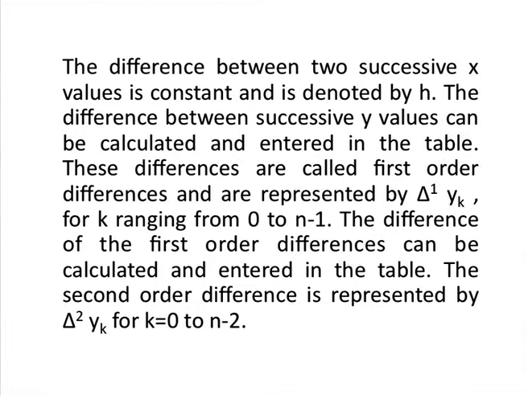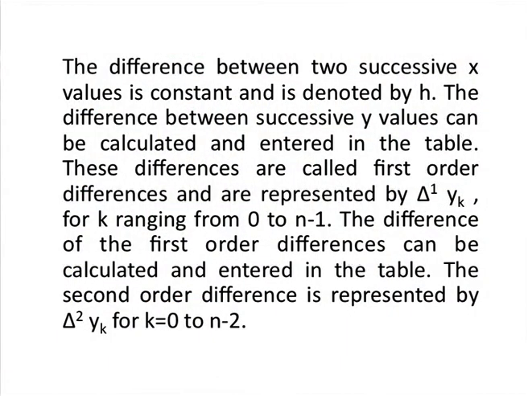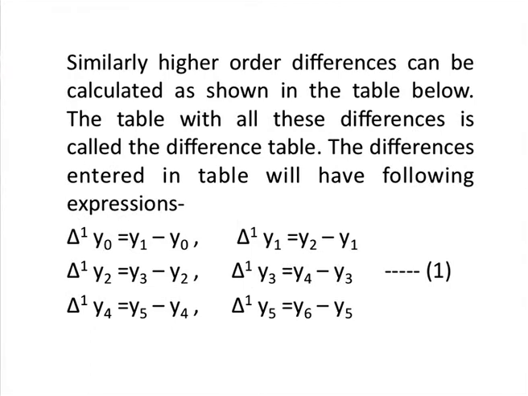If you find the difference between two consecutive y values, we will call it the first order difference, and this difference is represented by delta 1 y k for the kth data in the range 0 to n minus 1. The differences of first order can be tabulated in the table, and the next step is to find the difference of these first order differences. These differences will be called second order differences, and they are represented by delta 2 y k for k ranging from 0 to n minus 2. The values of these differences are given by equation 1 for the first order difference for all the x values starting from x0 to x6.